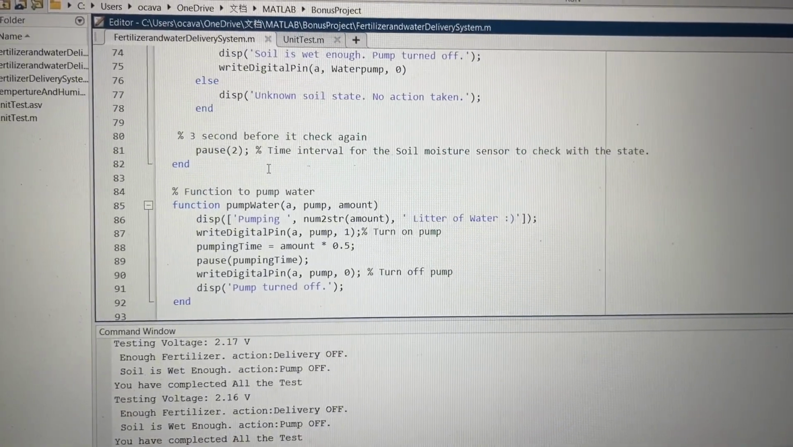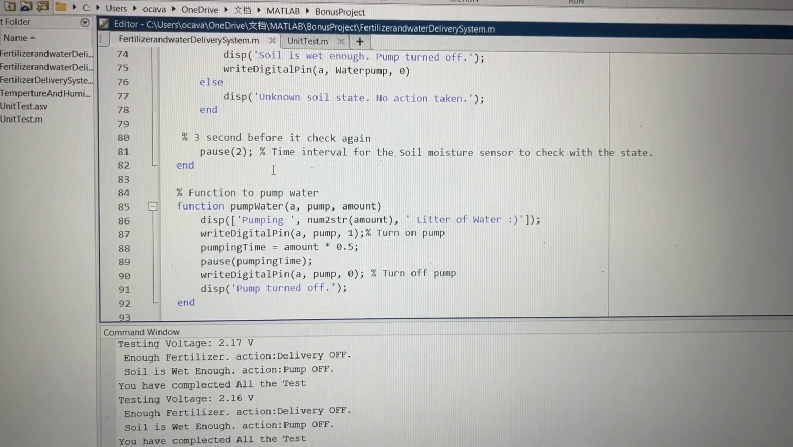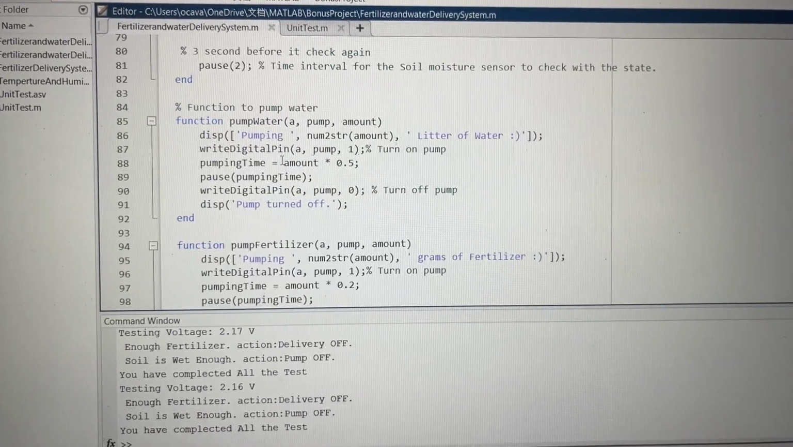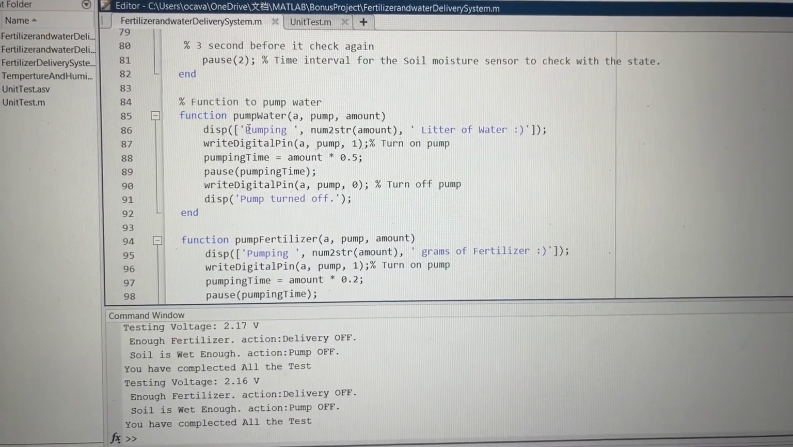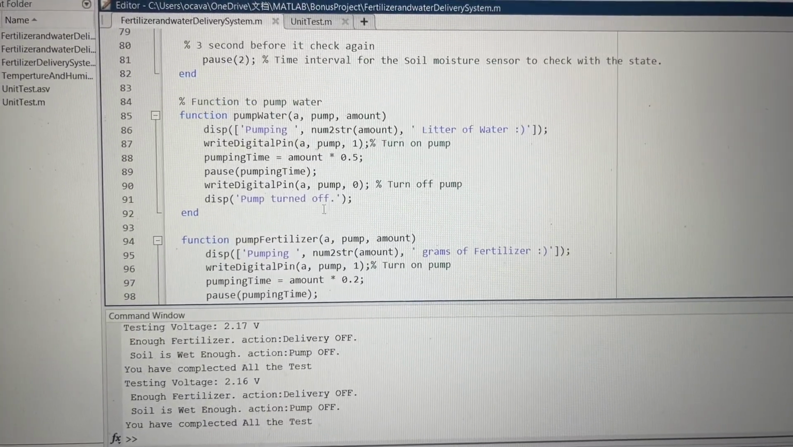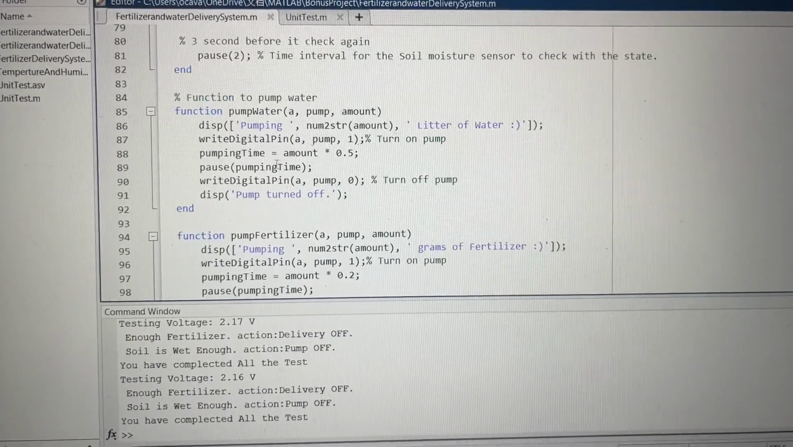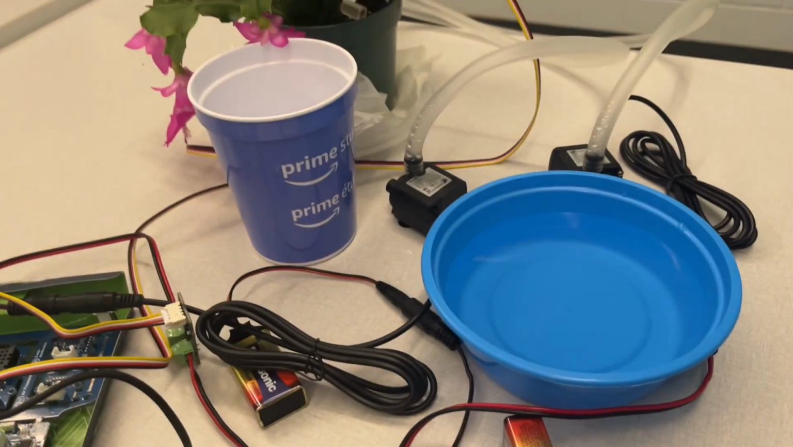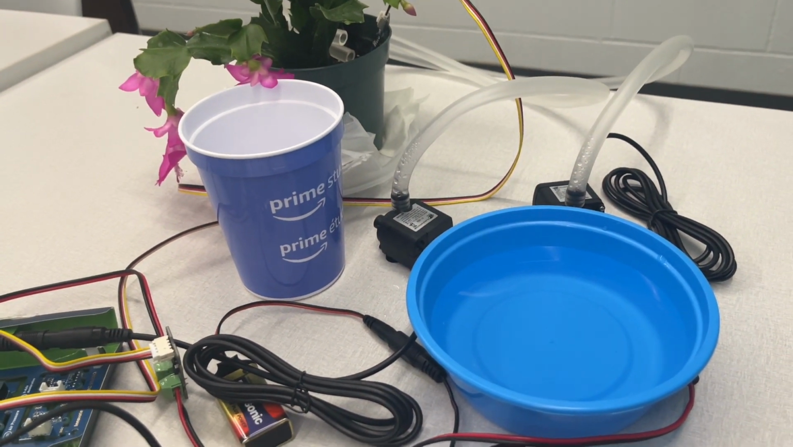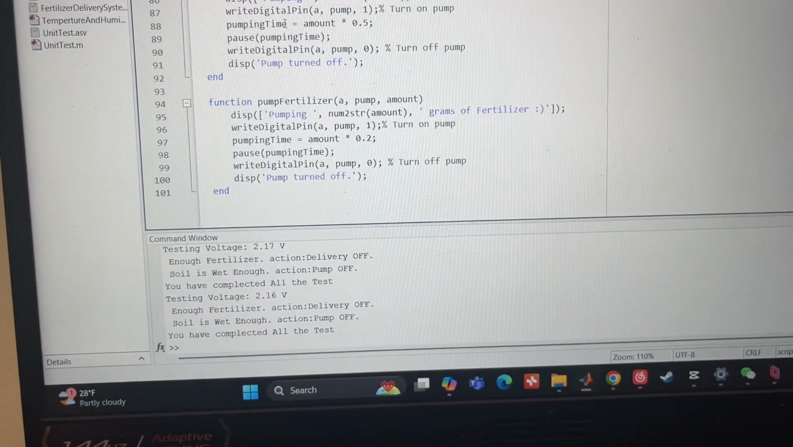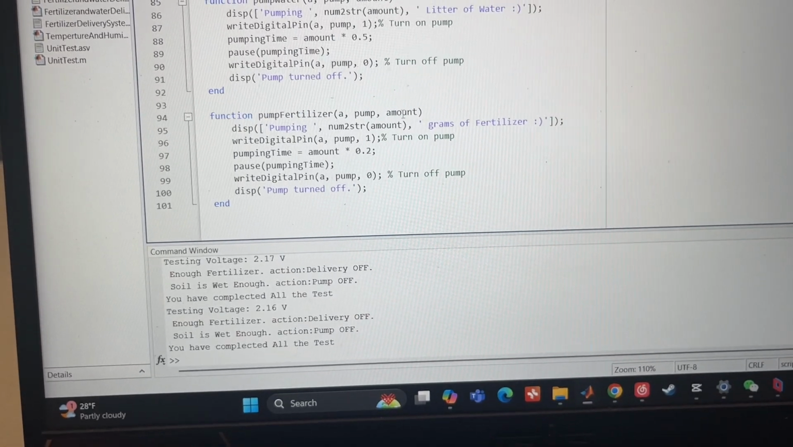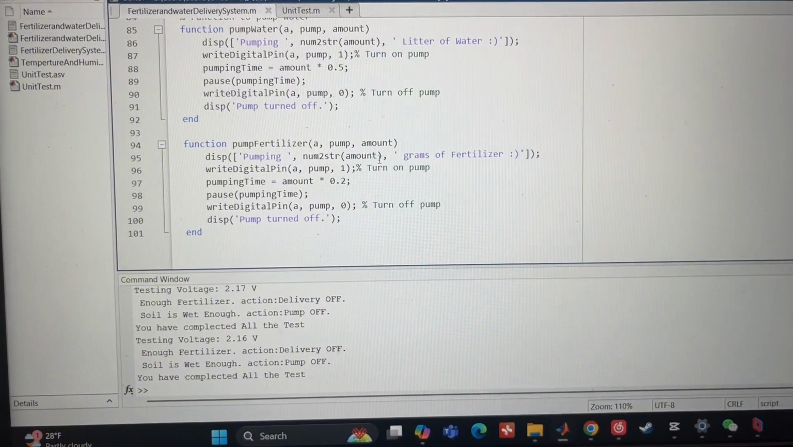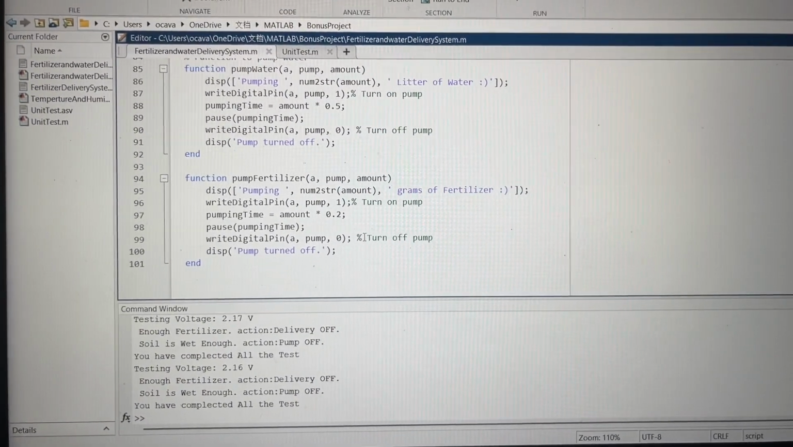And this pause for 2 is just the time interval for the soil moisture and water moisture to check the states. Here are the functions. The functions we're going to talk about are for pumping water and pumping fertilizer. The pumping time for the water is I times 0.5, because of the size of my plants and water. And secondly, the pump fertilizer function is times 0.2 because it's soluble fertilizer already, so it's going to contain some water in it, so I don't want to overwater the plants.